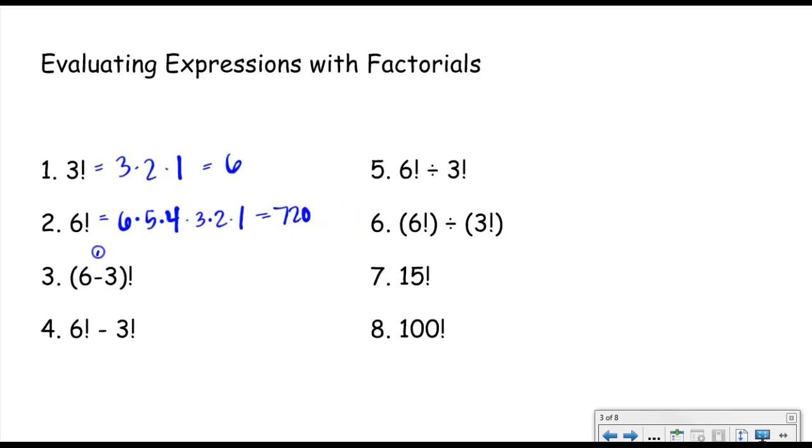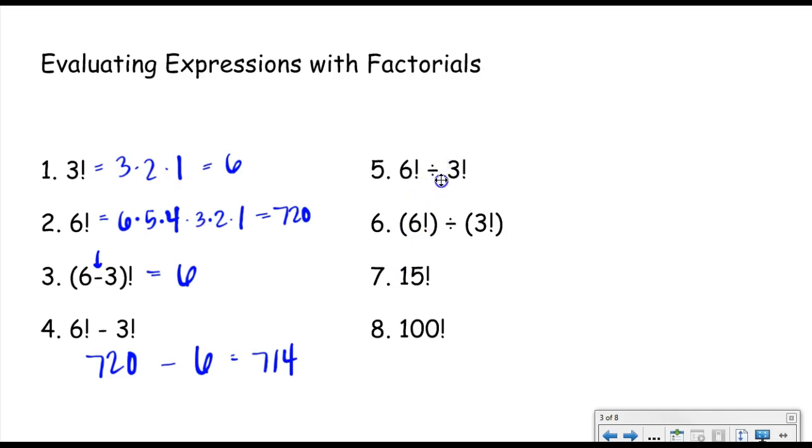6 minus 3. I do what's inside my parentheses first. So that's 3 factorial, which we already know is 6. And then down here I have 6 factorial minus 3 factorial. I have to do 6 factorial first, minus my 3 factorial, which is 6. 720 minus 6 is 714.